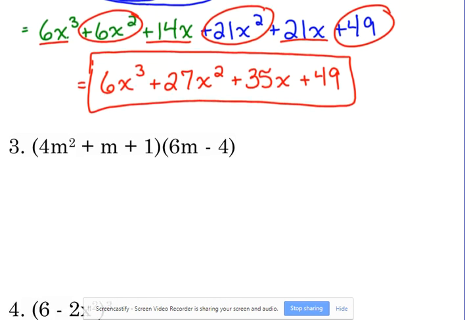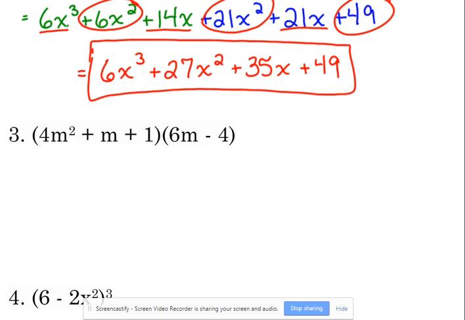Now, number 3, it's the exact same thing. I just flipped the order. There's 2 ways you can look at it. You can just reverse the order, because the order of multiplication doesn't matter. 2 times 3, 3 times 2, you still get 6. Okay? So, same thing's going to happen here, whether it's 4m squared plus m plus 1 times 6m minus 4, or 6m minus 4 times all this, it's the same thing. So, if it really bothers you, you can change the order, or you can look at it the same way.